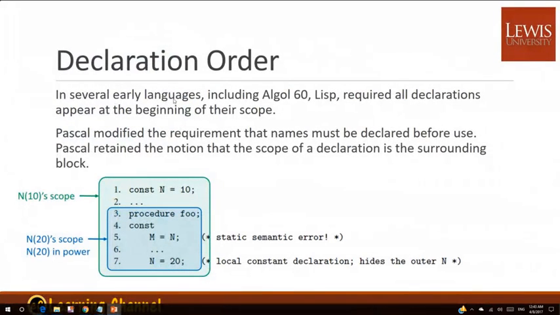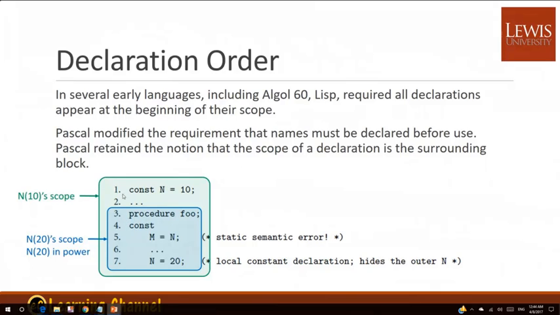Declaration order in several early languages, including Algol 60, requires all declarations to appear at the beginning of their scope. And Pascal modified the requirement that the name must be declared before used, and it used the scope by using the scope label.